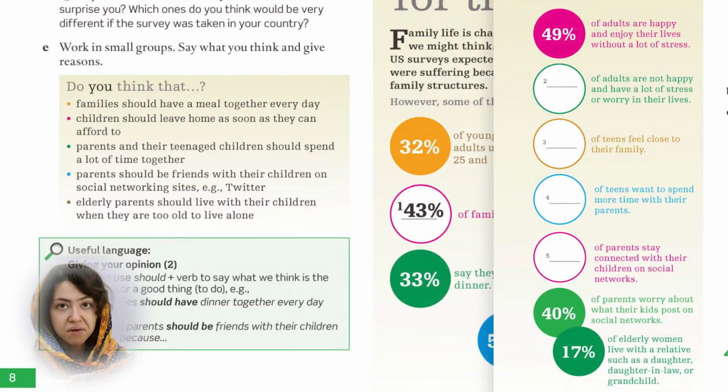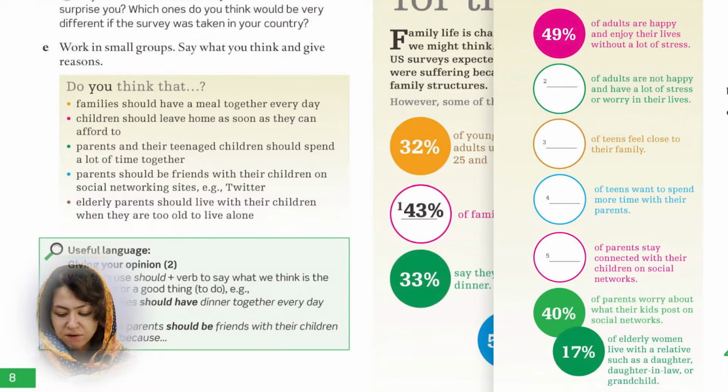So, number 3, again, you're going to complete that. Of teens feel close to their family. So, the teens feel close to their family. It means they think that they have a good relationship, they can get along with their families. Next is, of teens want to spend more time with their parents. Yeah. And of parents stay connected with their children on social networks.